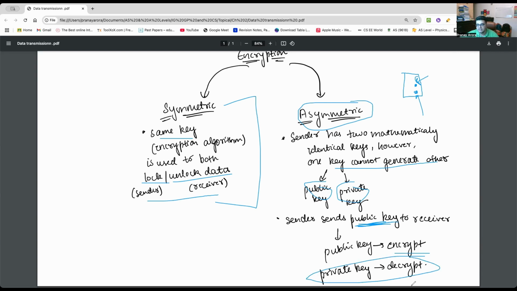So the sender also has a key. The sender makes both of the keys and sends one of the keys to the receiver. So the receiver uses the private key to decrypt the data, and the sender uses the public key to encrypt the data.